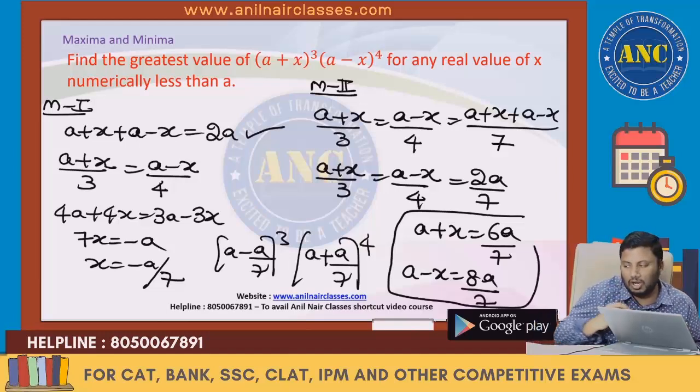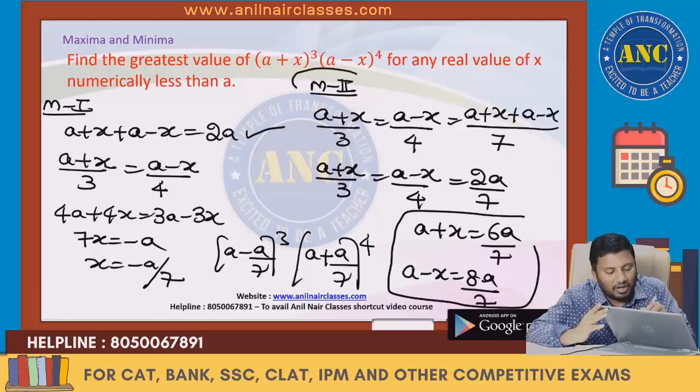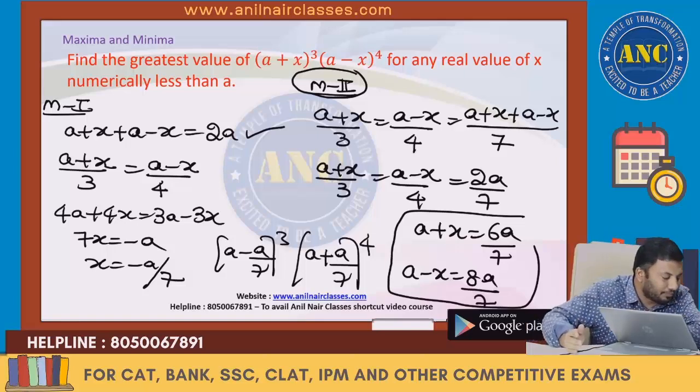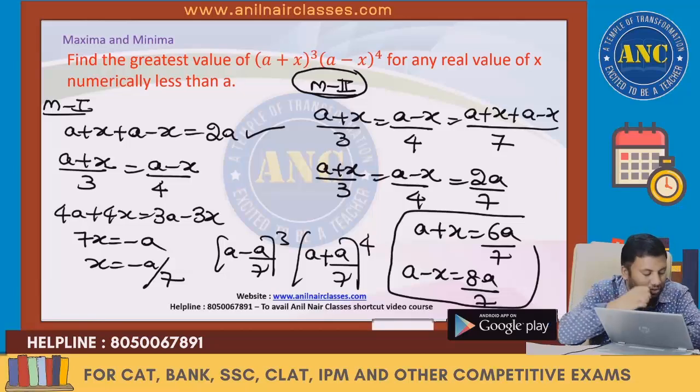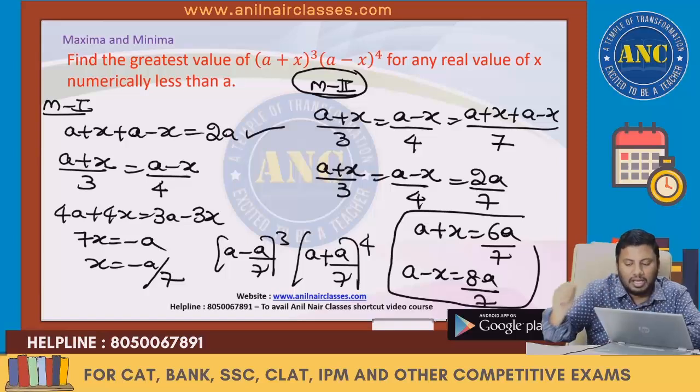If you observe all these questions, method 2 seems to be very easy. It does not involve any of the formulae. Very logically you can solve. I hope the idea is clear. (a + x)/3 = (a - x)/4 = (a + x + a - x)/7. Now, next one.